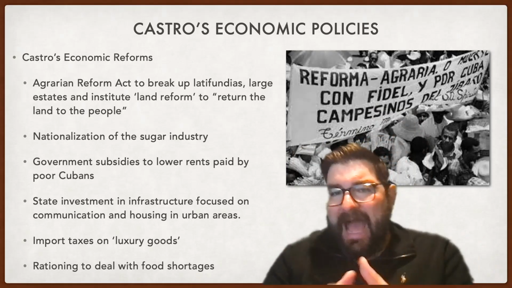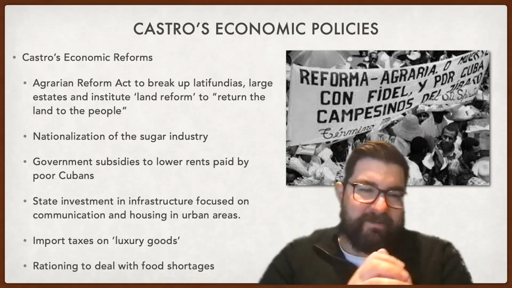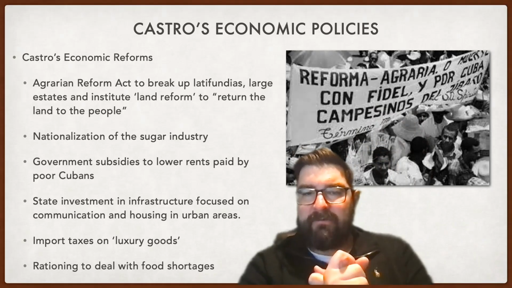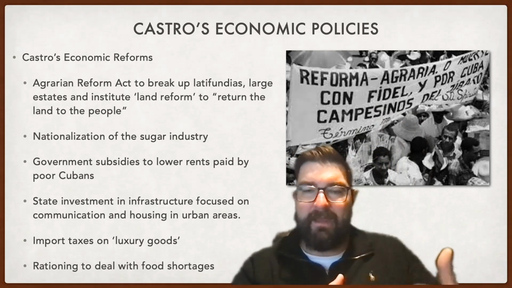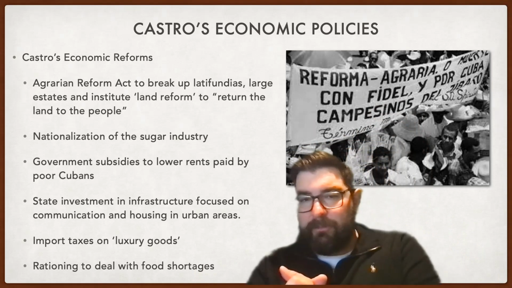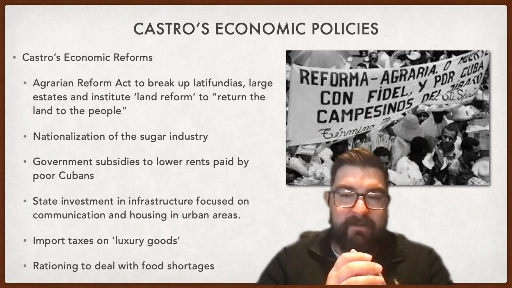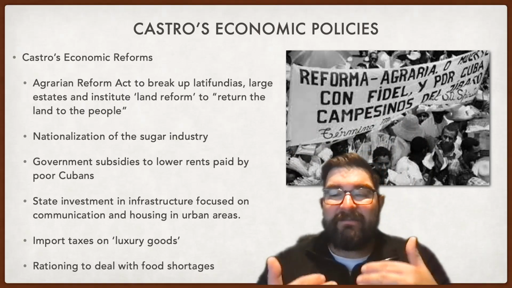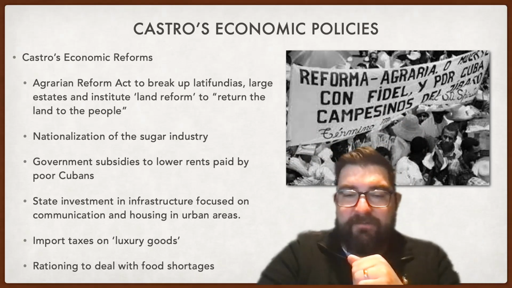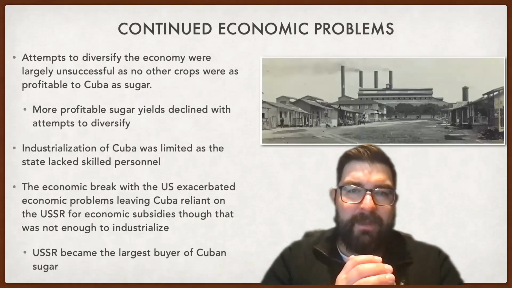Castro would also move to nationalize the sugar industry. Remember, to nationalize industry means the government will take those businesses over. Government subsidies will be offered to poorer Cubans to help pay lower rents. The state will also invest in infrastructure projects focused on areas of communication and housing in urban areas. And import taxes on luxury goods will be assessed, along with rationing of food to deal with the food shortages that were occurring in Cuba.